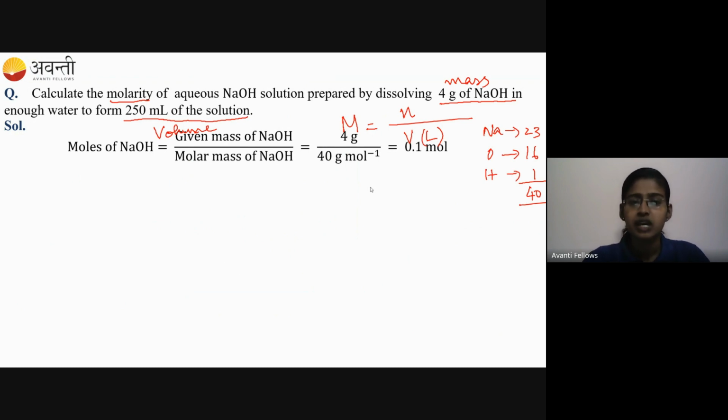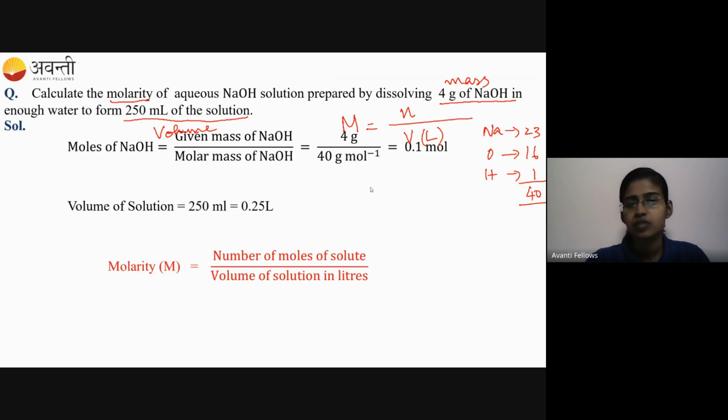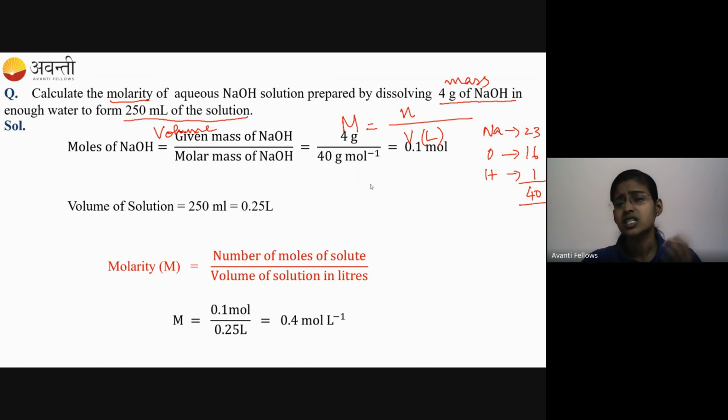Now we have the number of moles as well as the volume. If you convert this into liter, it will be 0.25 liter. Now substitute these two values in the formula, molarity equals number of moles divided by volume of solution. You substitute, and we get 0.4 mole per liter as the molarity of the aqueous NaOH solution. So it is very easy. You just need to find the given values, identify what is being asked and what is required to solve the question, and accordingly use the corresponding formulas and then go with the answer.